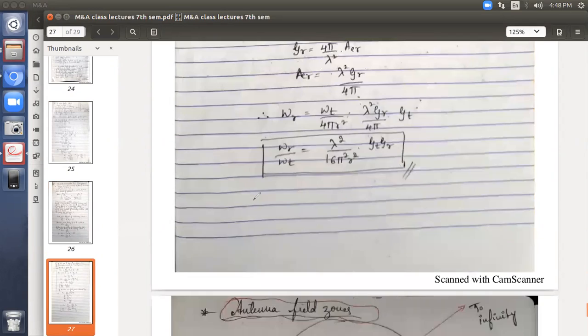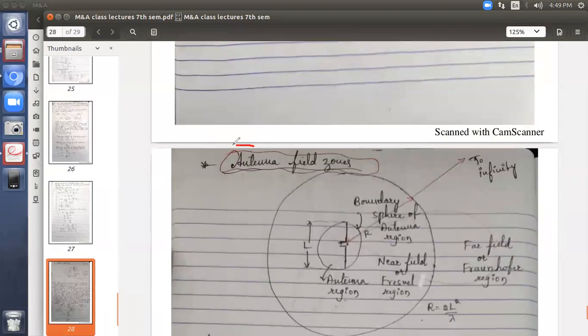There is one more small topic: antenna field zones. It's just a theoretical part. As you know already, what is a field? Field is some region or space. Zones are areas. So for the fields, particularly for antennas, how many fields are there? How do we visualize the areas surrounding the antenna? It is about that. The question probably will be, write a short note on antenna field zones. That's it. Nothing more than that.